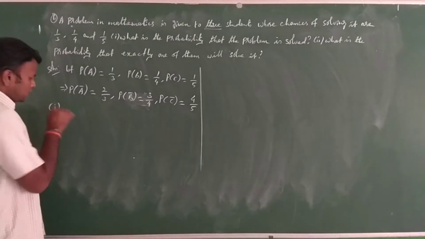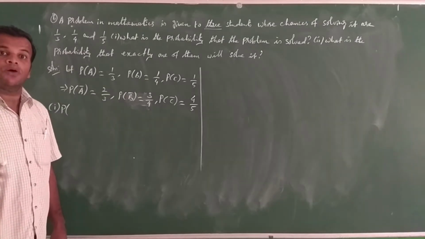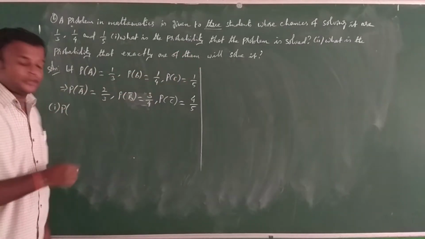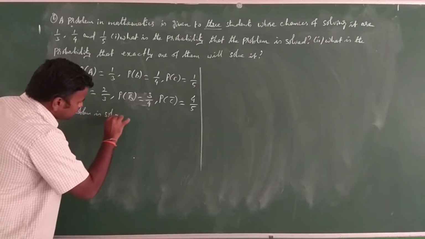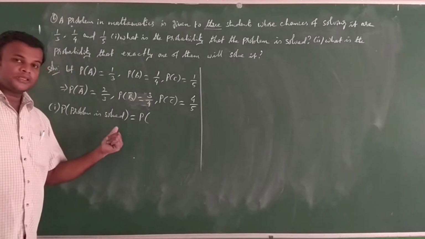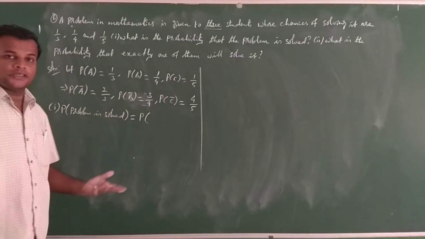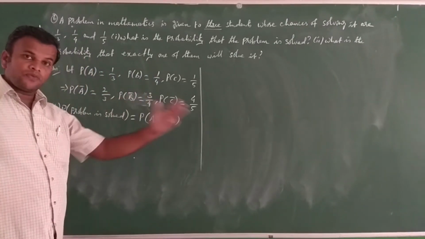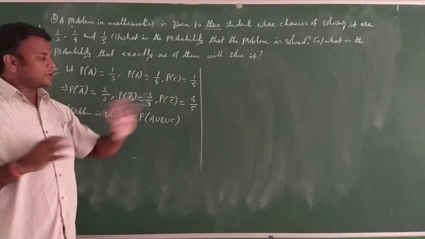The first one, we write the symbol: P of, that means, probability that the problem is solved. What is the symbol? Write it down. The problem is solved means it may be solved by the first student A, second student B, or the third student C: A union B union C. It has a lengthy formula: P of A plus P of B plus P of C minus the intersections. But all the intersection values are not given.